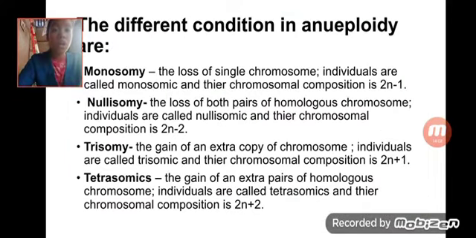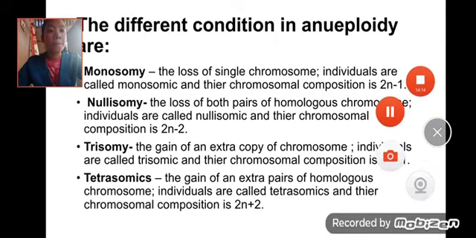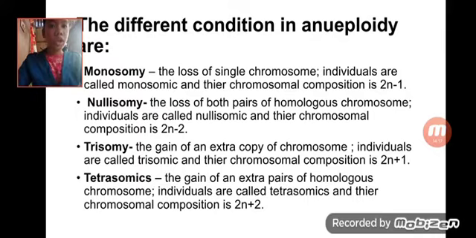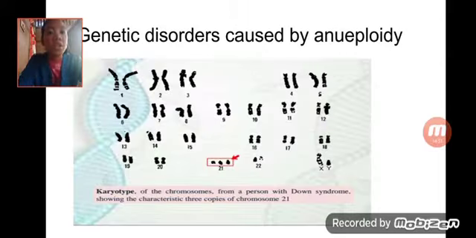Now looking at the nullisomic condition. Here in this condition, the gamete cell does not receive the homologous pair of chromosomes at all. So two chromosomes are missing from the cell, which means no complete genome formation in the cell. Genetic disorders caused by aneuploidy. So this figure is a karyotype of the chromosomes from a person with Down syndrome, showing the characteristic 3 copies of chromosome 21.